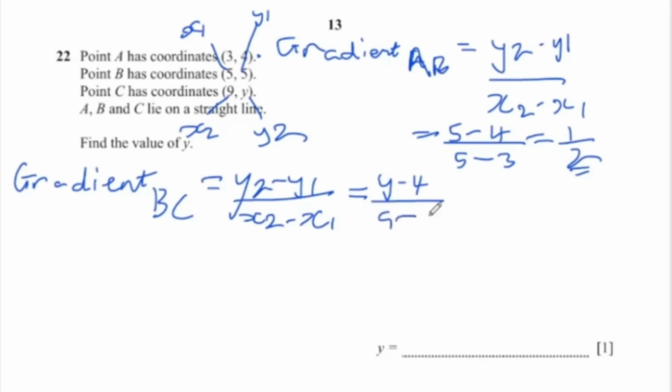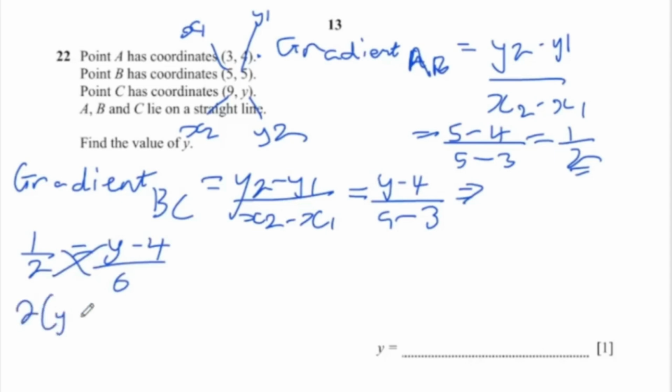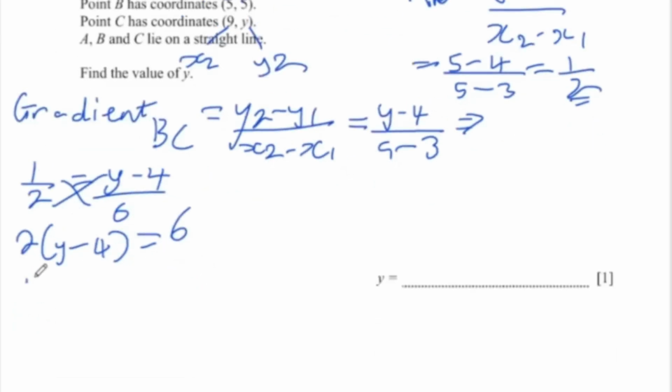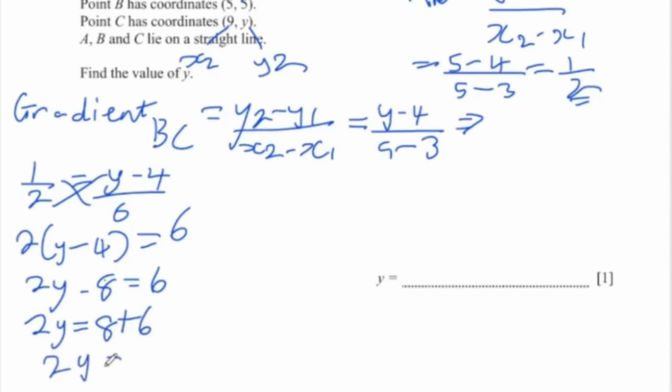So what's the meaning of this? Now, since it's a straight line, the gradient will not change. The gradient is half. So I can simply say this means that half equals y minus 4 divided by 9 minus 3, which is 6. It's a simple equation which we cross multiply. And we're going to have 2 bracket y minus 4 equals 6. Okay, so this gives me 2y minus 8 equals 6. 2y equals 8 plus 6, or 6 plus 8. 2y equals 14.